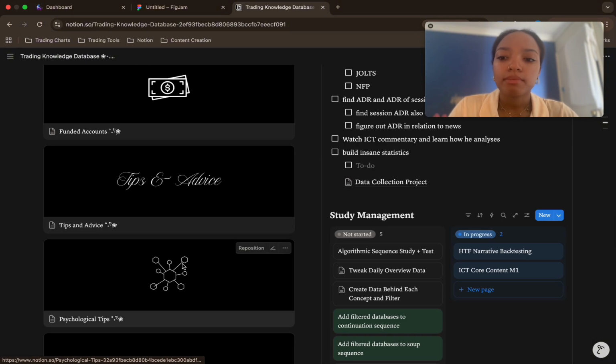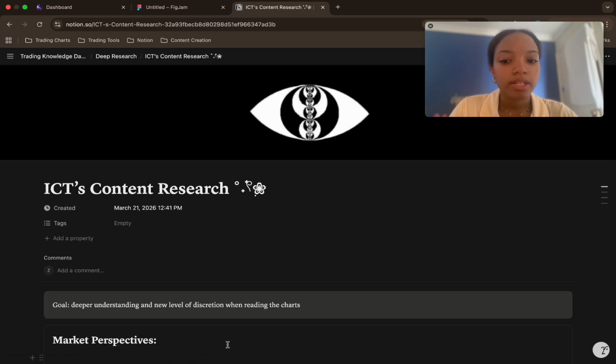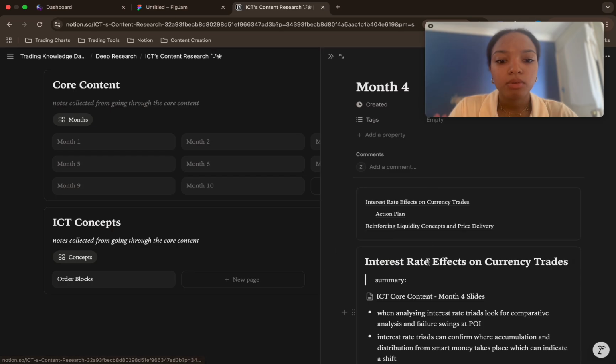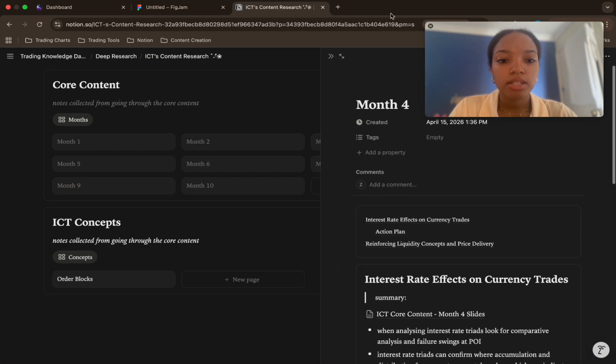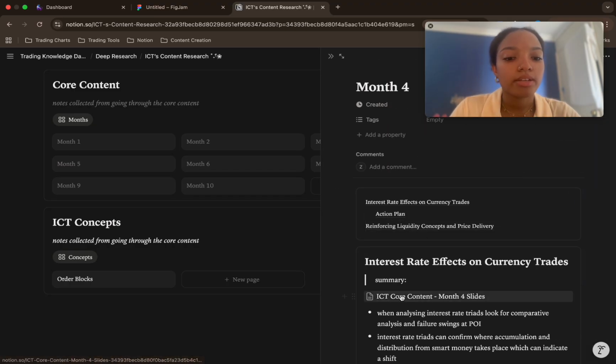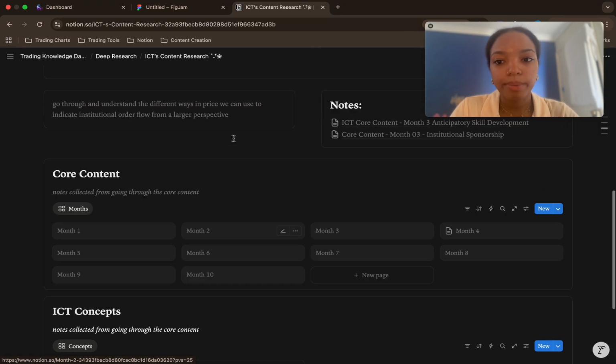But it's going to go into the ICT content research. So I've got my core content notes, which I'm up to month 4, so here's my notes there. I've only just started to take notes in here. I've got all of my notes mainly in my notebook, and I'm going to kind of take them from my notebook into here. But month 4, I just started doing some screenshots and, you know, getting the slides and stuff, which is something that I'll be working from as well.